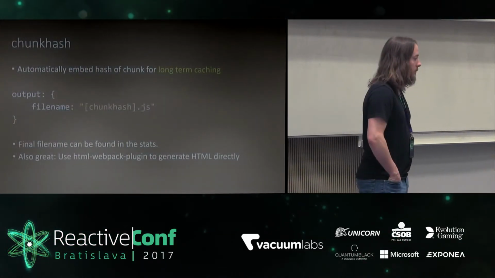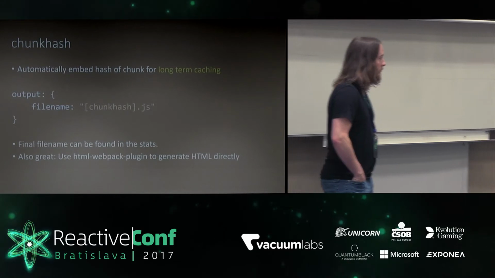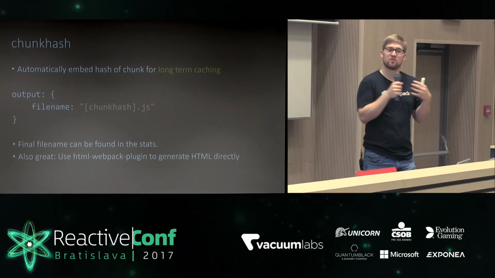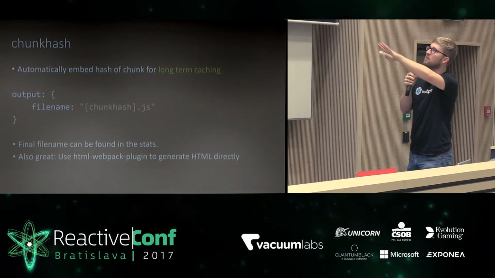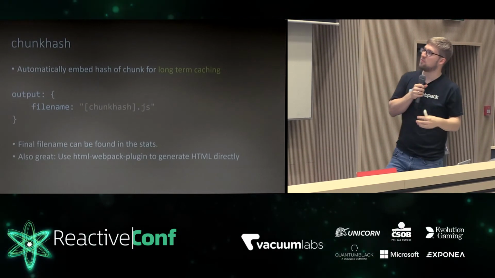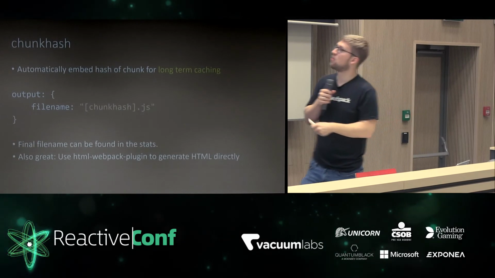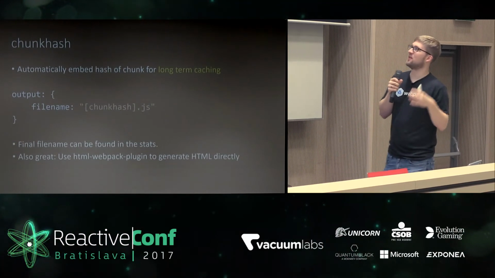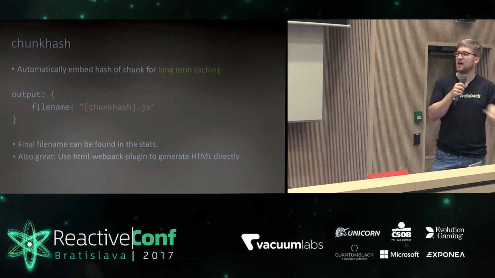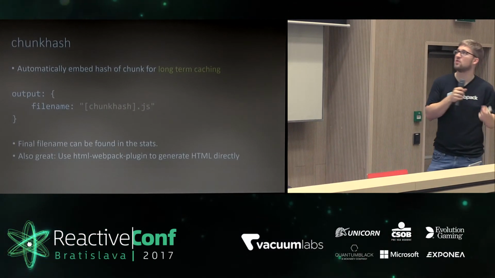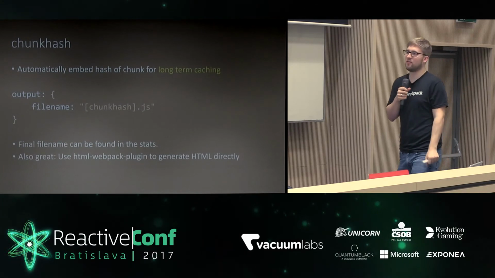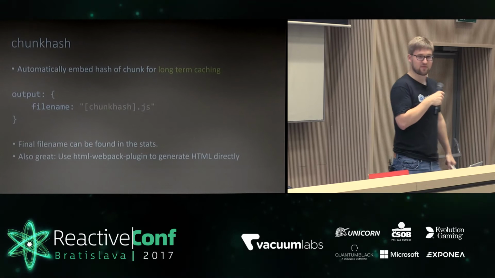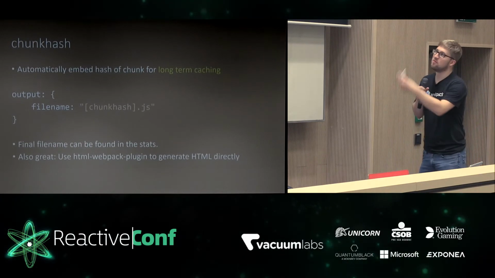Okay, chunk hash. Chunk hash is a nice function that allows you to opt into long-term caching. So basically add this placeholder in some options: file name, chunk file name, output file. Output file not, but file name, and Webpack will replace it with a hash of the file. So you can just cache your files forever, and every time you recompile and the file changed, it will have a new hash. So it's basically automatic.